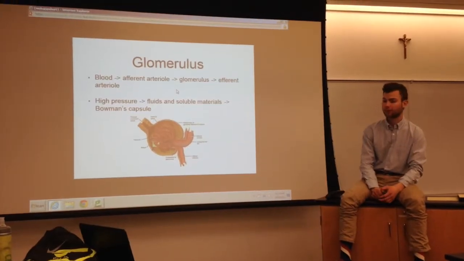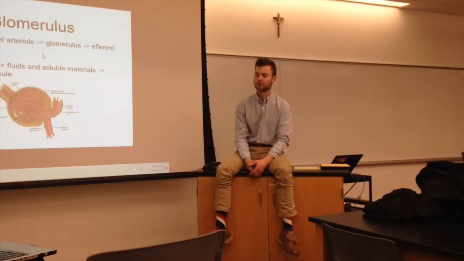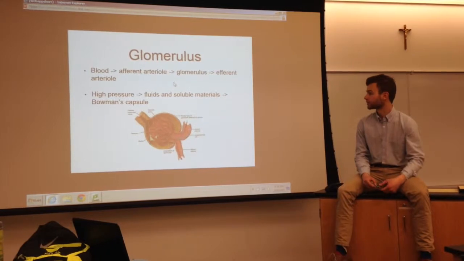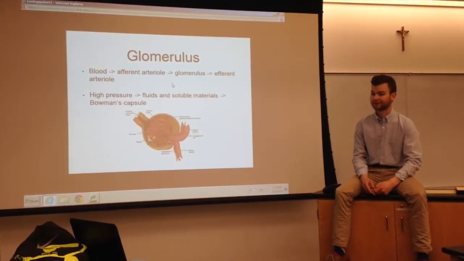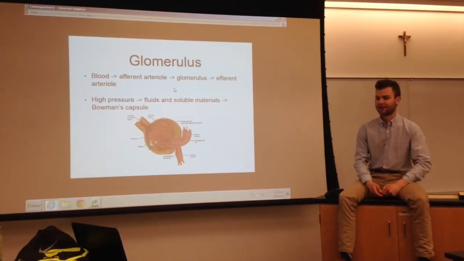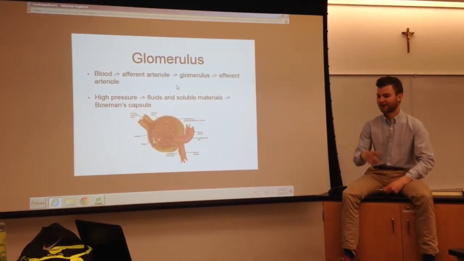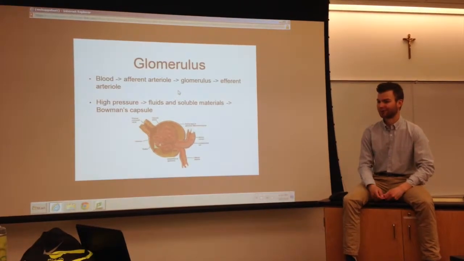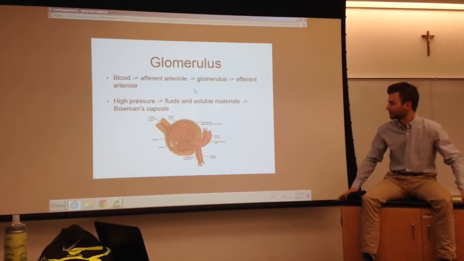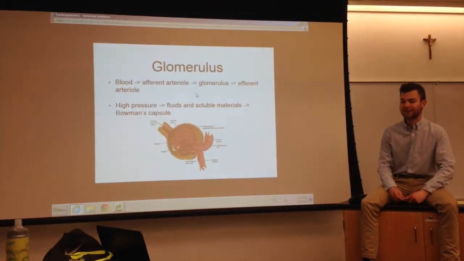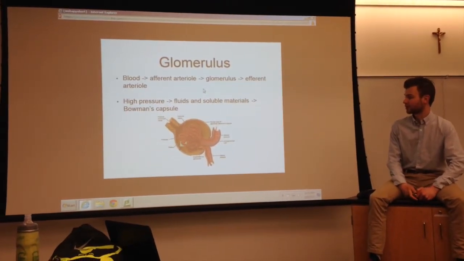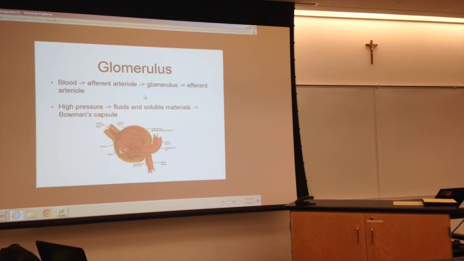Alright, so the glomerulus. Nice socks. What was that? Alright, so back to the glomerulus. Plural form glomeruli. Cool word, guys. Okay, so passage of blood through the glomerulus. Blood enters through the afferent arteriole and exits through the efferent arteriole.